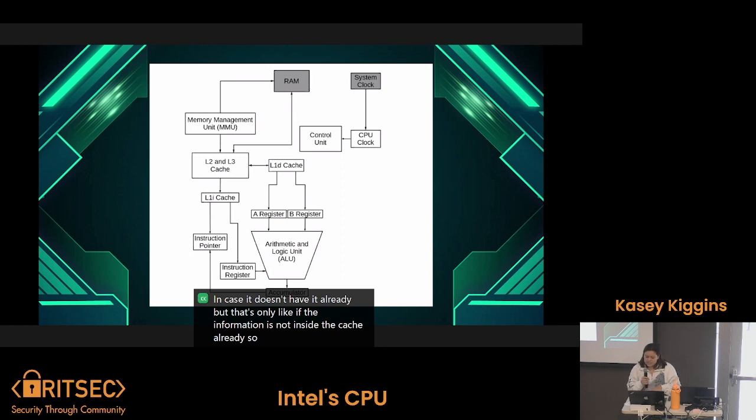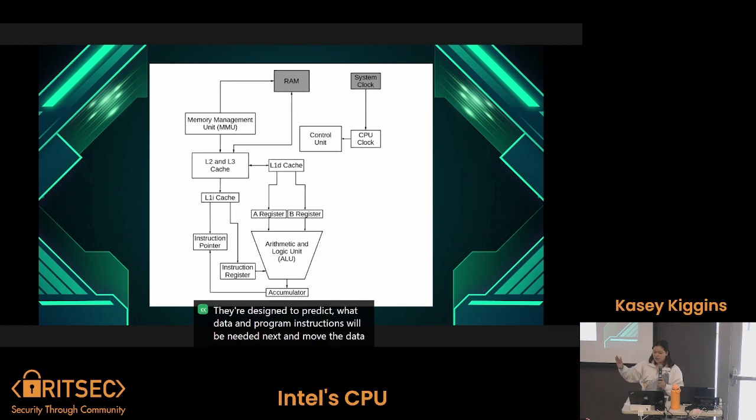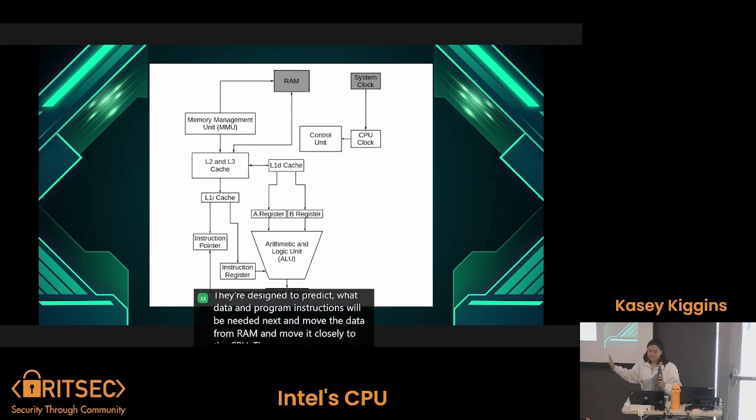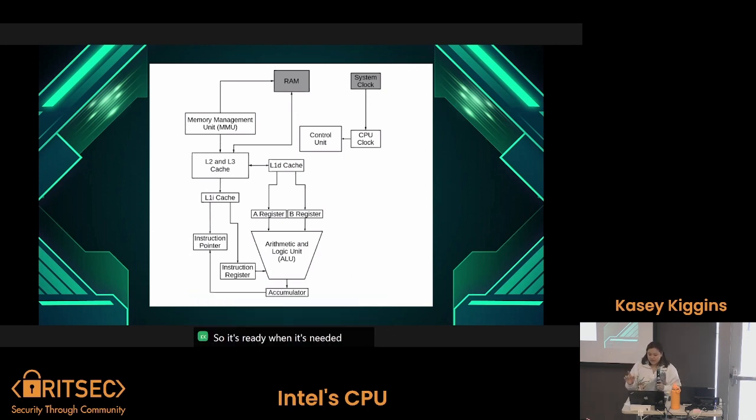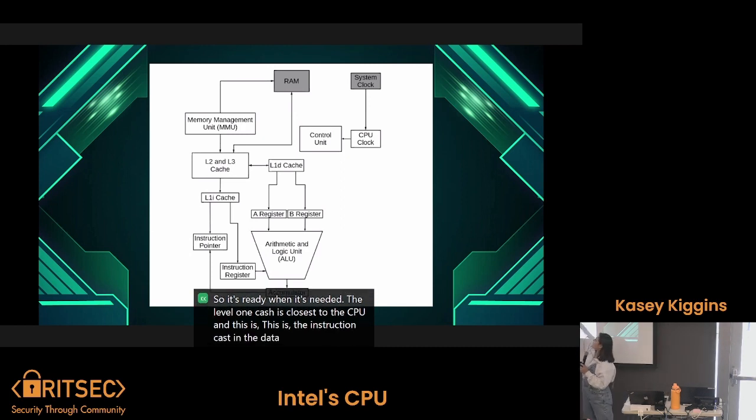So this is, like I said, a simple CPU. It has 3 levels of cache. Levels 2 and 3 are basically a bunch of data in case it needs to access it. They're designed to predict what data and program instructions will be needed next, and move that data from RAM closer to the CPU so it's ready when it's needed. The level 1 cache is closest to the CPU, and this is the instruction cache and the data cache.